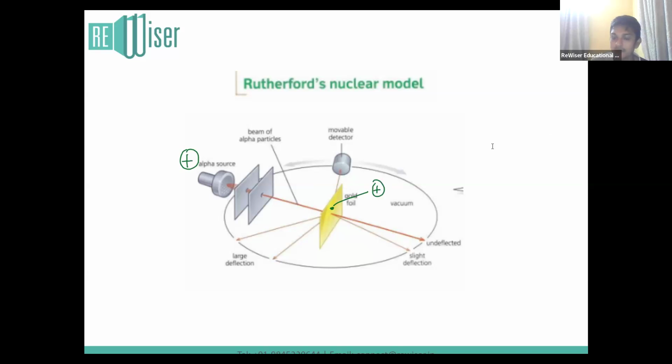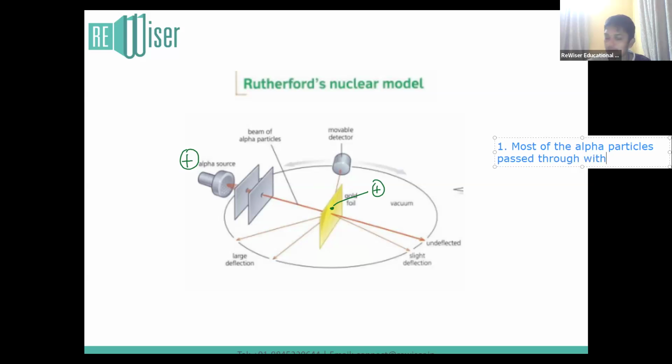So what were the observations in the experiment here? I'll start one by one. The first observation was that most of the alpha particles passed through without any deviation. The implication or the understanding from this observation is that most of the atom is in fact empty.